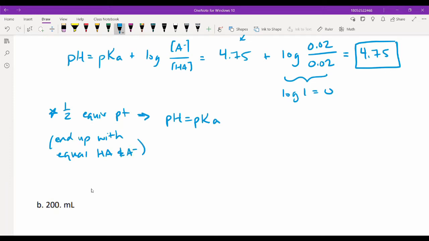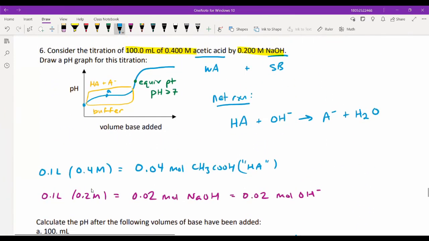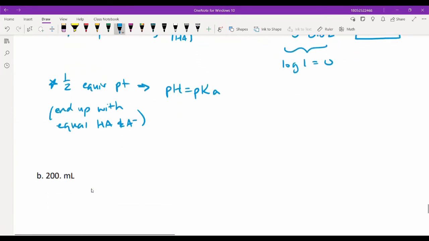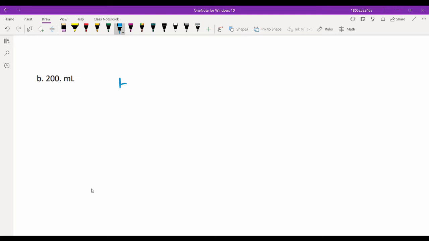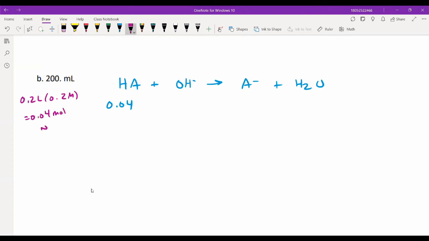But again, you can end up in the buffer region at any point before the equivalence point. So really, it's the same problem. All right, at this juncture, we've added 200 milliliters of our sodium hydroxide, and that's going to be 0.04 moles of the base. So if I do 0.2 liters times 0.2 molarity, that's 0.04 moles of NaOH, which would be the same number of moles of OH minus. Again, we're going to assume we're starting from the beginning. There's no A- left over, or no A- produced.